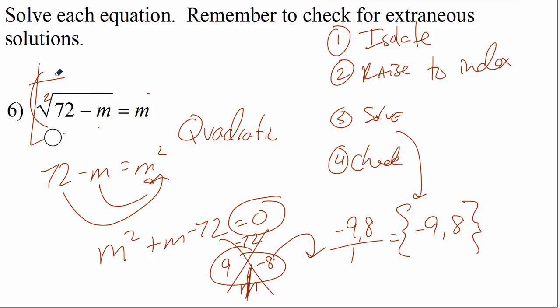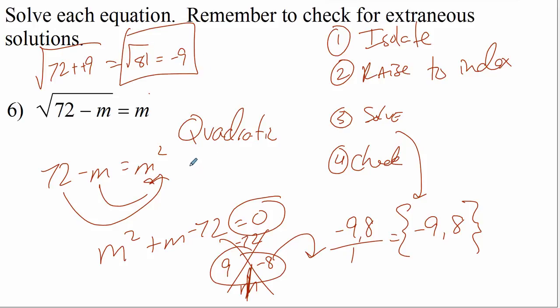So let's erase this here so I can see what I'm doing. Let's plug it in. Let's plug the negative 9 in and see what happens. Square root of 72 minus a negative 9. Two negatives normally become positive. So that's the square root of 81 equals negative 9. So does this work? Hopefully we're shaking our heads. No.